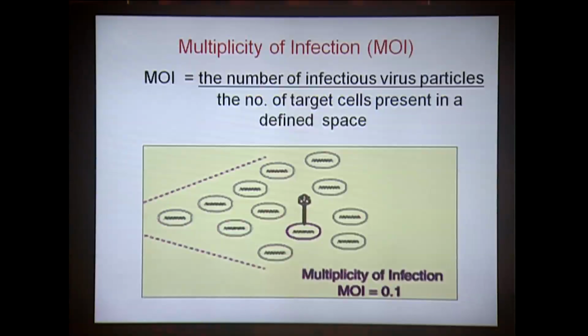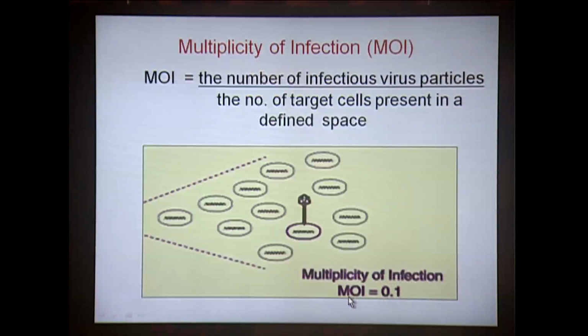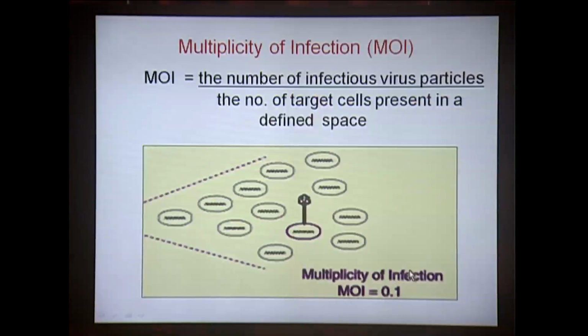It is a ratio of the number of infectious virus particles to the number of target cells present in a defined space. Suppose in this example, the multiplicity of infection has been shown as 0.1. That means only one phage is present among 10 host cells. So this phage will infect this particular E. coli cell, it will grow inside the E. coli cell, it will come out and it will get new host cells to infect. So a clear zone will be observed, we will get a clear plaque.